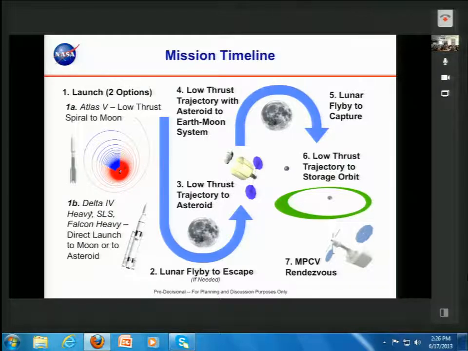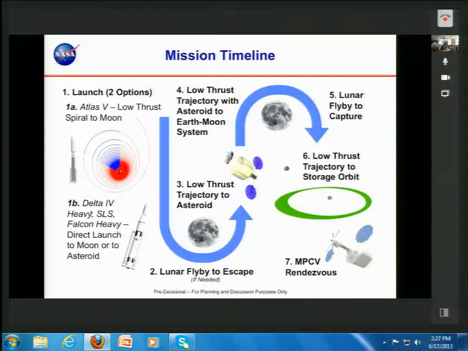So step 4 is a low thrust trajectory from the asteroid to the Earth-Moon system. What we're doing is picking an asteroid that naturally comes by the Earth-Moon system anyway, and on its natural close approach, we're going to use the low thrust on the ARM spacecraft to nudge it so that it flies by at a different point and its aim point is close to the moon. And that allows step 5, a lunar flyby that captures the asteroid into Earth orbit.